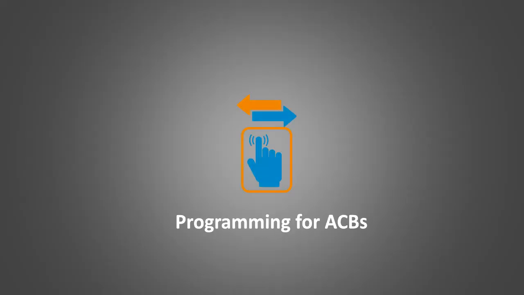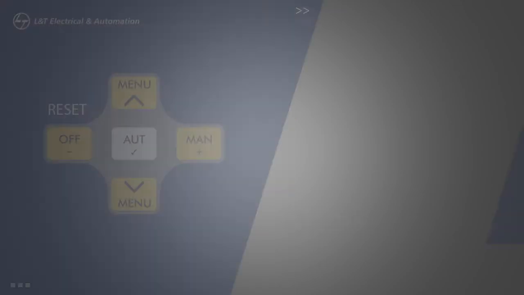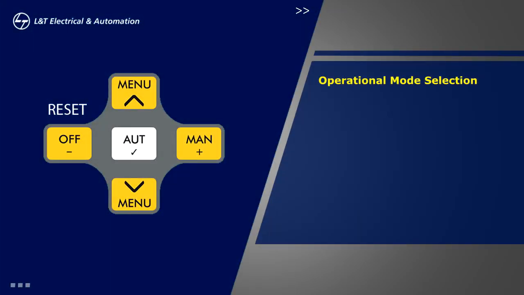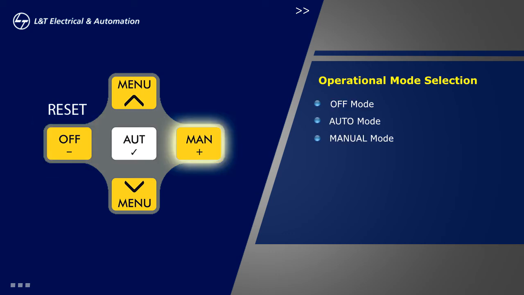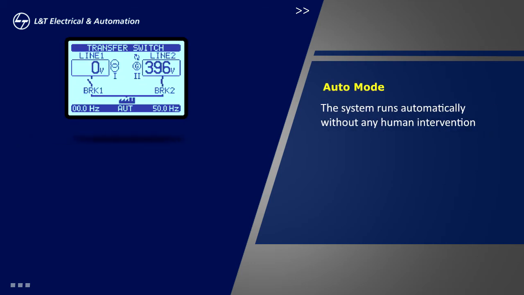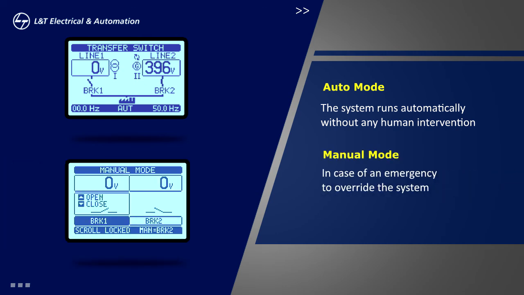The programming for ACBs is exactly on the same lines as that of motorized MCCBs. The key navigation panel has 3 keys which are off, auto and manual for operational mode selection. The system runs automatically without any human intervention when in auto mode. The system can be controlled through manual mode in case of an emergency when the user wants to override the system.